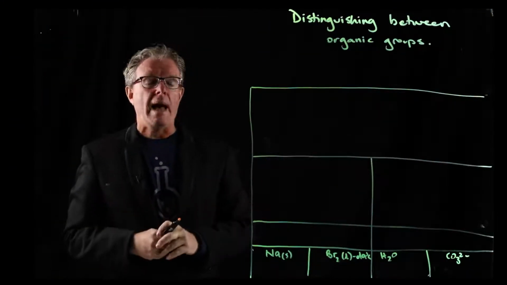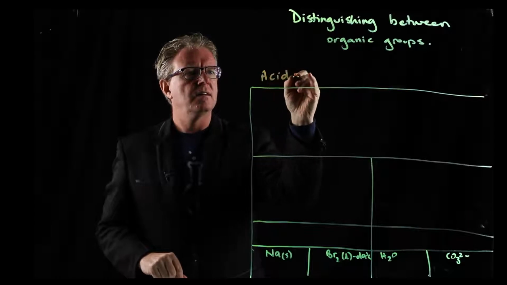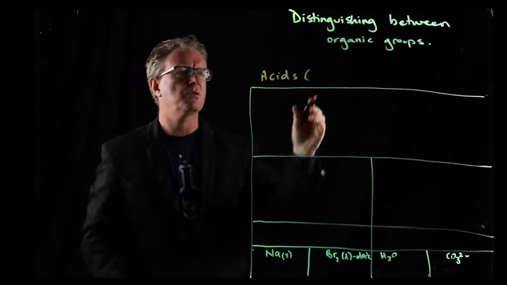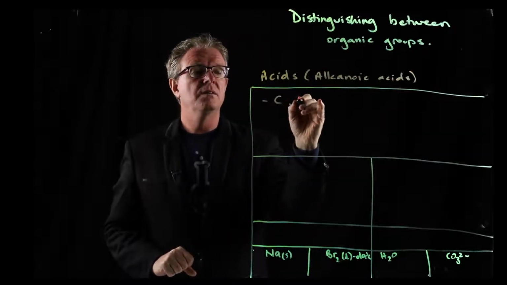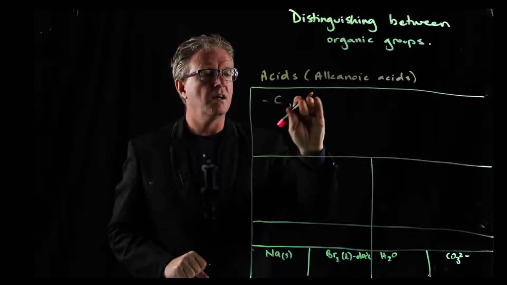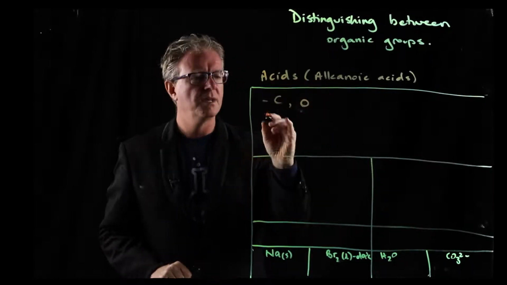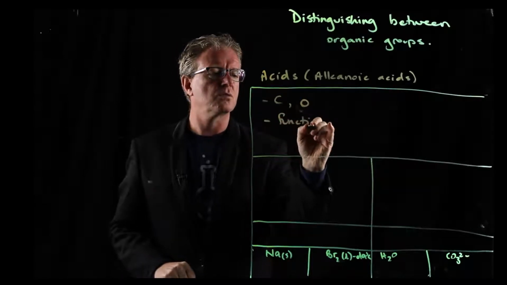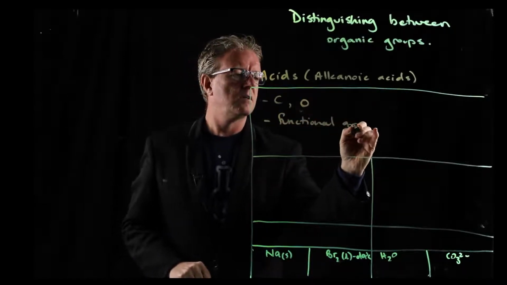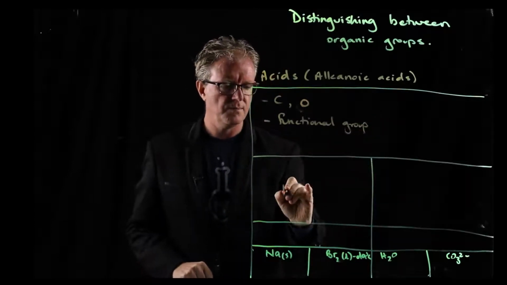All right, now we're back. Now we're going to be looking at acids, and in organic chemistry we call them alkanoic acids. They're composed of carbon, hydrogen and oxygen. It's got a functional group here, and the functional group is the carboxylic acid group. So we'll just draw it here.